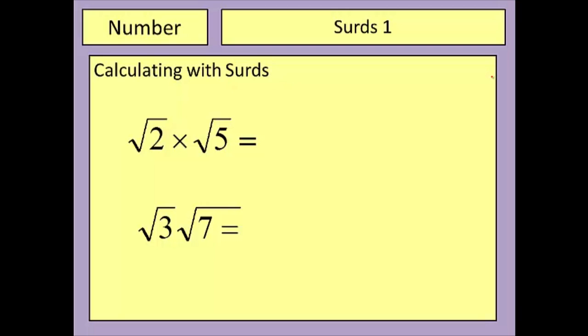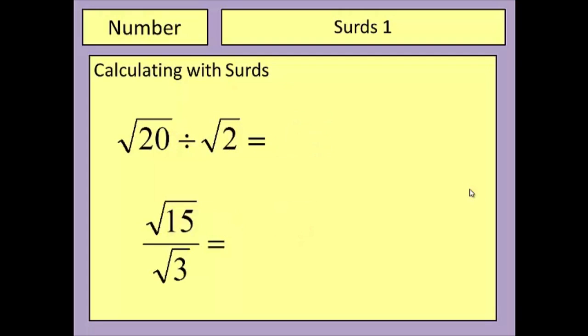So I've got the square root of 2 times the square root of 5, and these things are really nice and easy. 2 times 5 is 10. So the square root of 2 times the square root of 5 is actually the same as the square root of 10. In this second example, all I've done is, like when we work with algebra, remove the multiplication sign. So this still means the square root of 3 times the square root of 7, and 3 times 7 is 21. So the square root of 3 times the square root of 7 is the square root of 21.